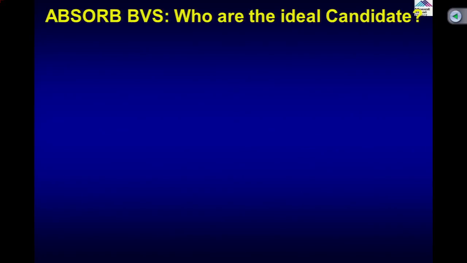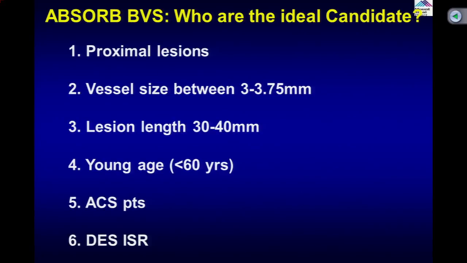So therefore, who are the ideal candidates for the Absorb? I would say proximal lesions, vessel size between 3 to 3.75, because the stent is only 2.5 to 3.5. So don't put it into a 4 millimeter vessel, you may not be able to expand it. Lesion length is shorter, maybe overlap, but we only have 28 millimeter length, so little overlap.